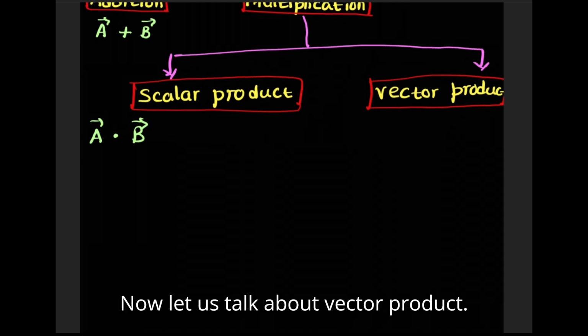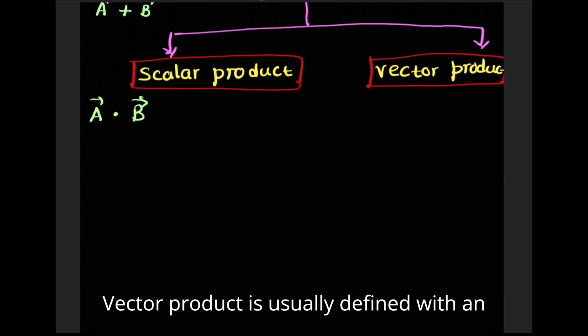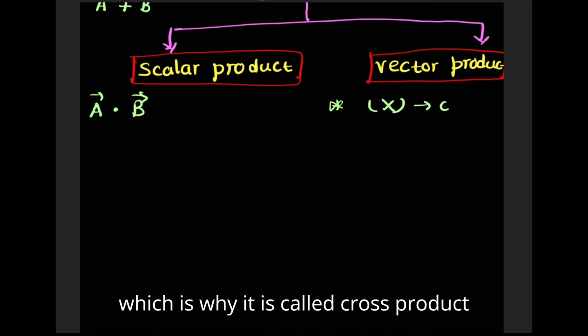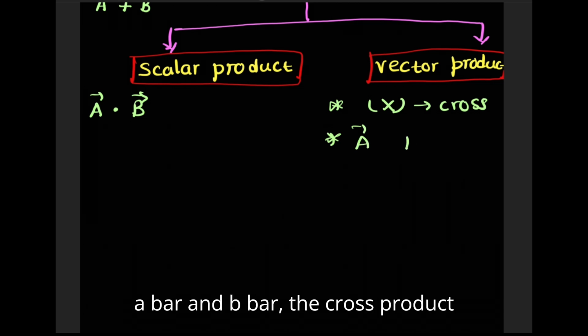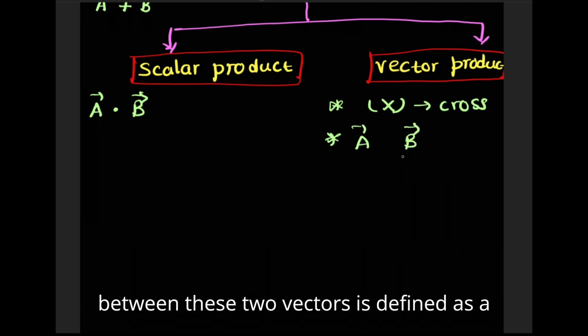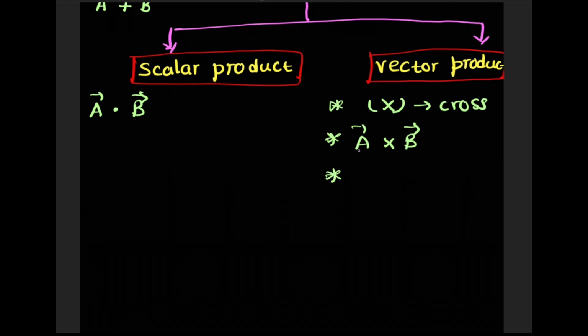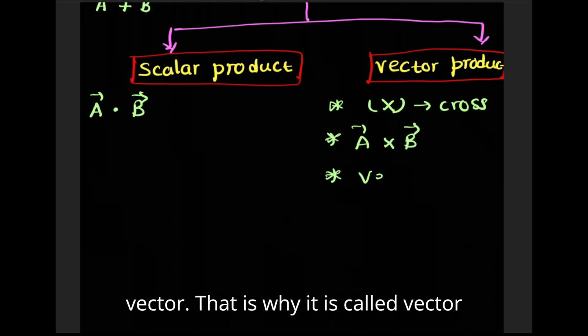So the dot product is commutative and distributive but not associative. Now let us talk about vector product. Vector product is usually defined with an operator cross, which is why it is called cross product as well. If you have two vectors, a bar and b bar, the cross product between these two vectors is defined as a cross b, and the resultant of this vector product will lead to another vector. That is why it is called vector product.